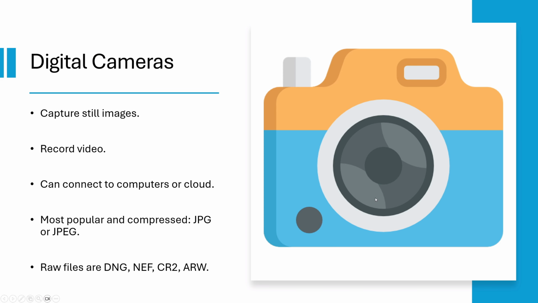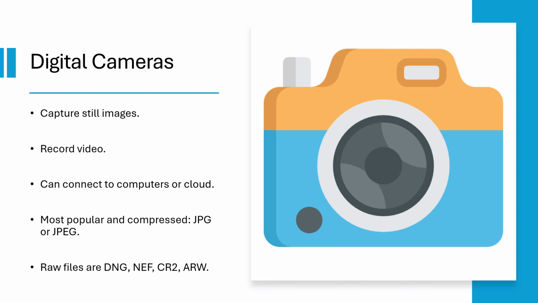Next we have digital cameras used to capture still images, record video, can connect to computers or cloud. So some cameras, most smart cameras nowadays that have an operating system, you can plug it into your PC, you can plug it into your phone in some cases, and you can also attach it to the cloud so you can upload things directly to a cloud. Most popular and compressed is JPEG or JPG. So those are the file formats.